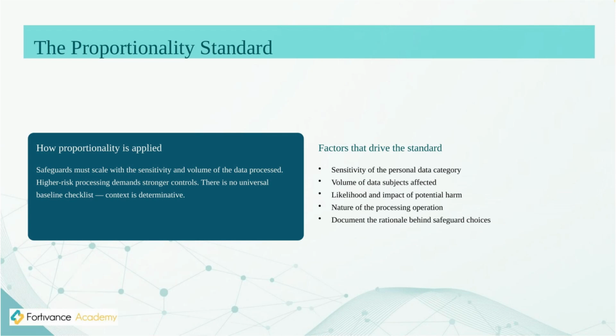But here's the warning that comes with the flexibility. Proportionality is not an excuse to underinvest. If you handle sensitive data at scale and claim a small budget justified weak security, that argument will not protect you. The honest question to ask is, given what I hold and the harm a breach would cause, am I doing what's genuinely proportionate? Answer that truthfully and you're on the right track.